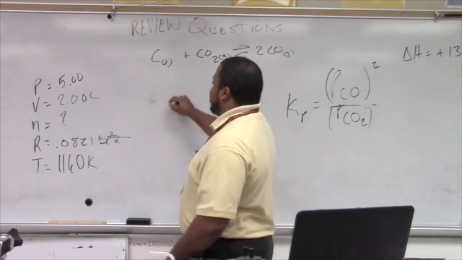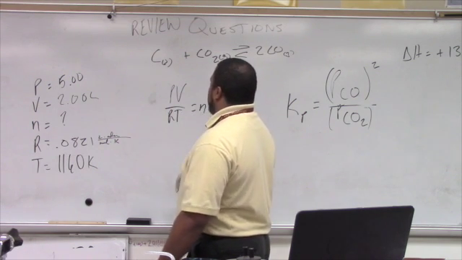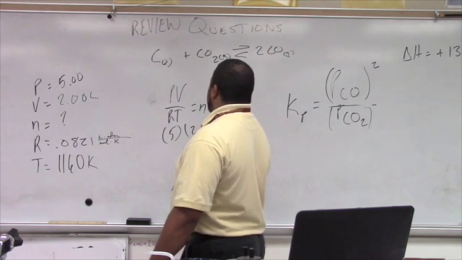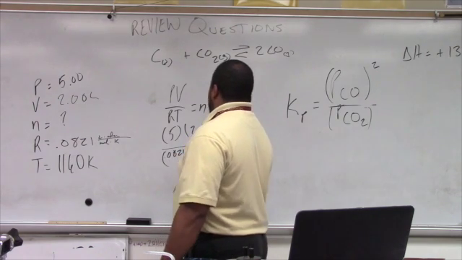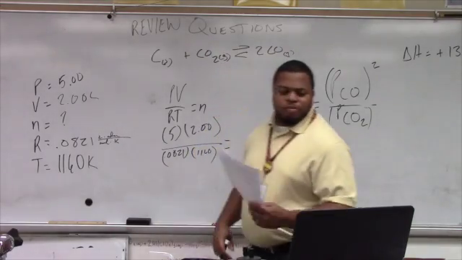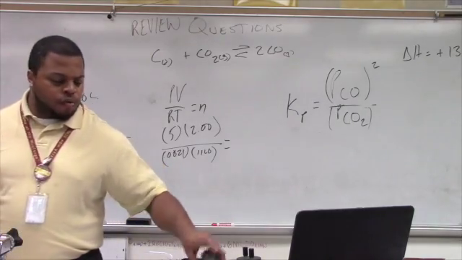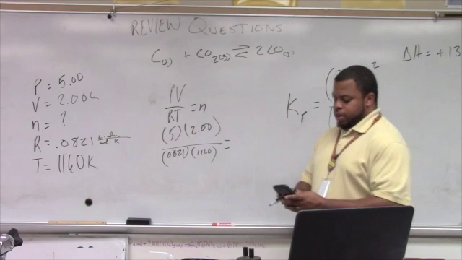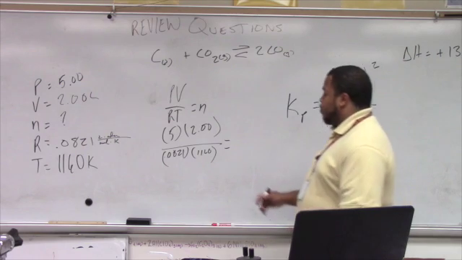All right, if I was rearranging it, it'll be basically PV over RT equals n, so 5 times 2 all over 0.0821 times 1,160. And your number of moles came out, I feel like 0.105, but I think I might be wrong. Yep, 0.105.